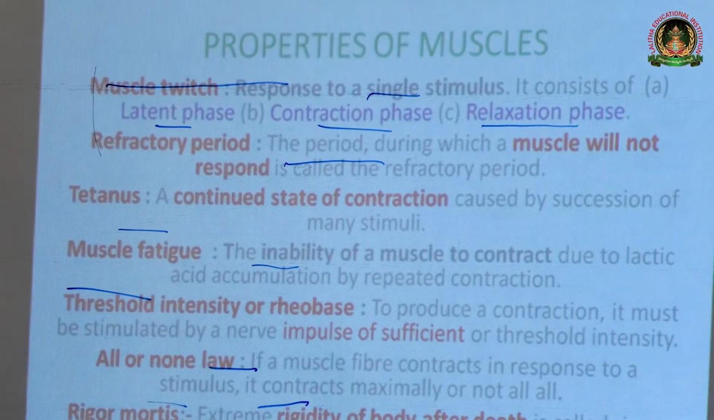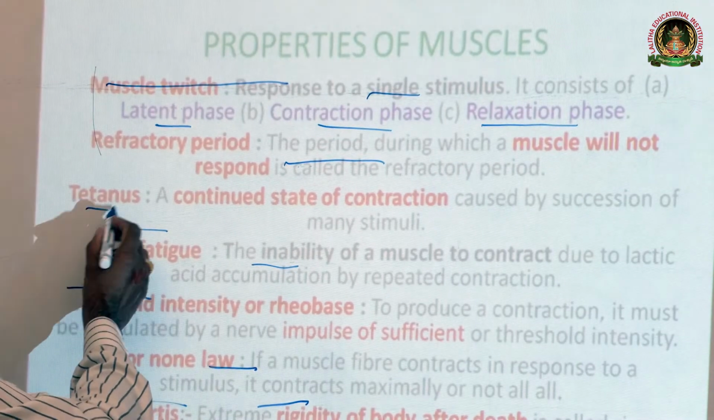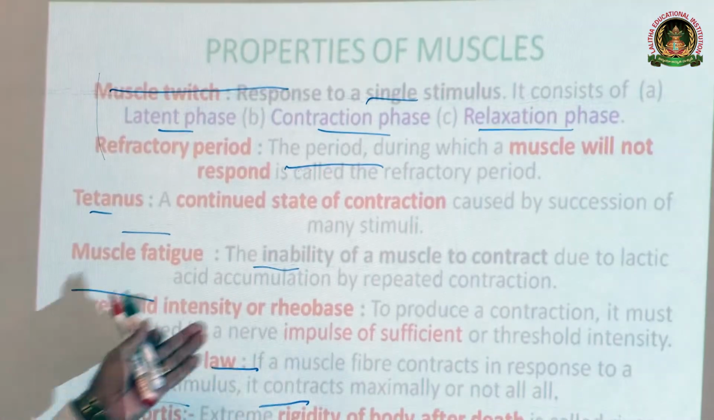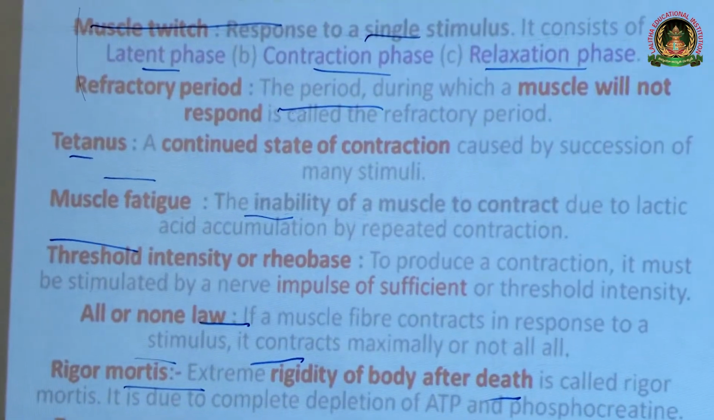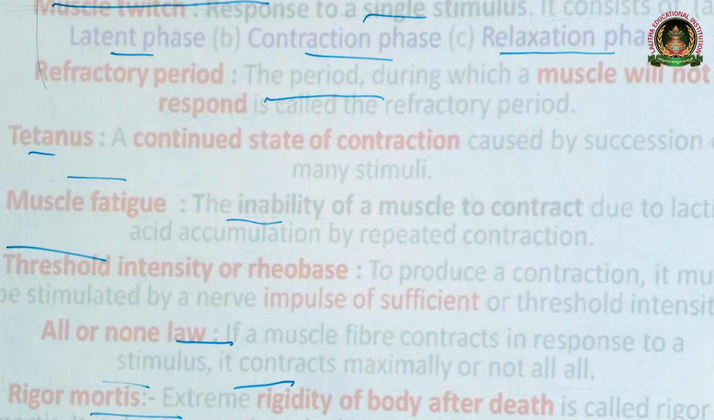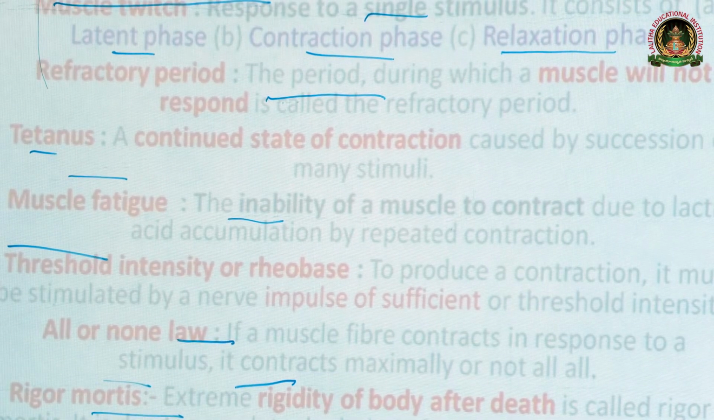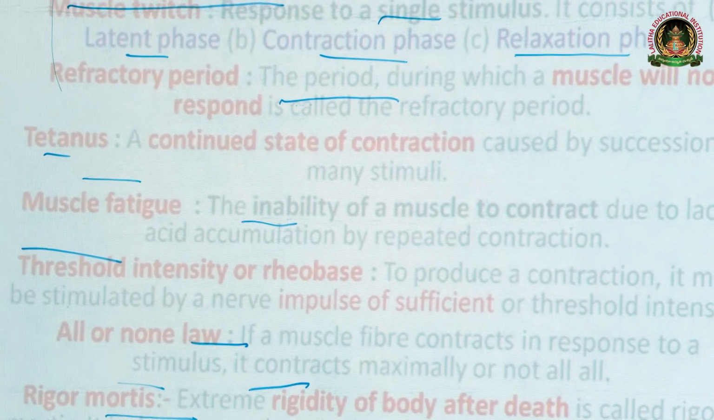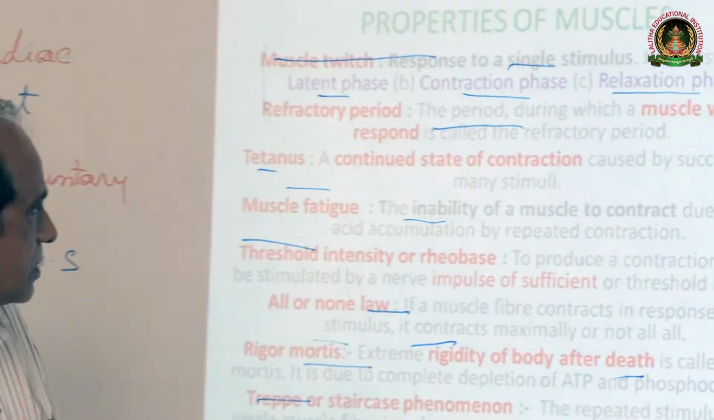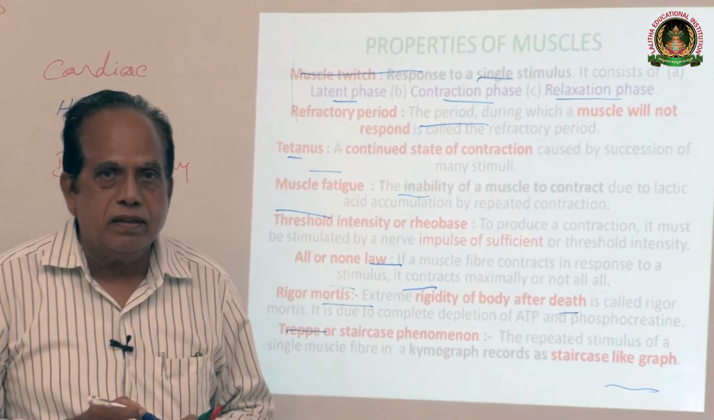And continuous contraction of a muscle is referred to as a tetanic contraction or tetanus. It is a continued state of contraction because of successive stimuli. If a muscle is given successive stimuli, the muscle goes on exhibiting contractions, then it is referred to as tetanic contraction or tetanus. Muscle fatigue.